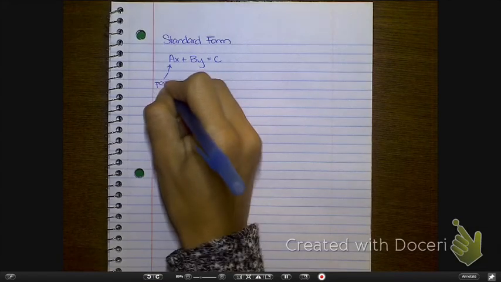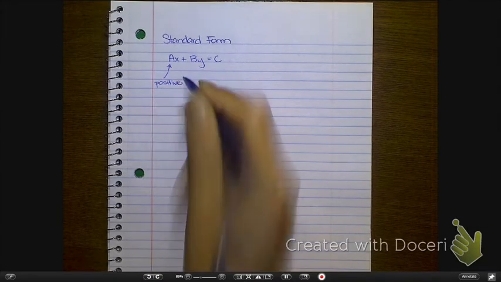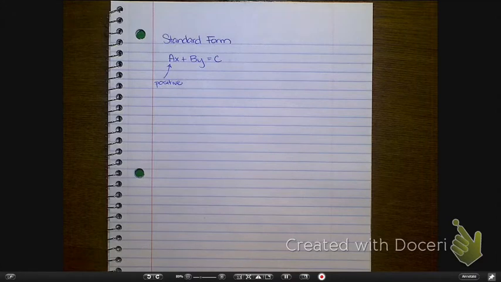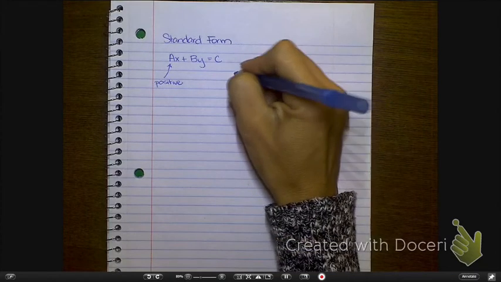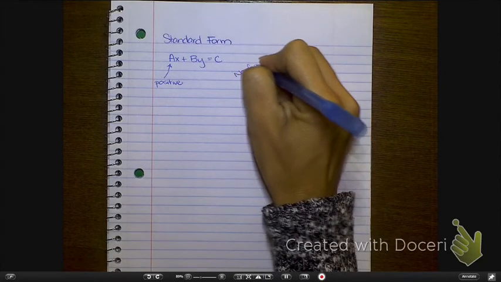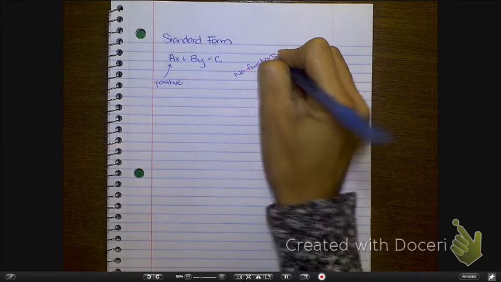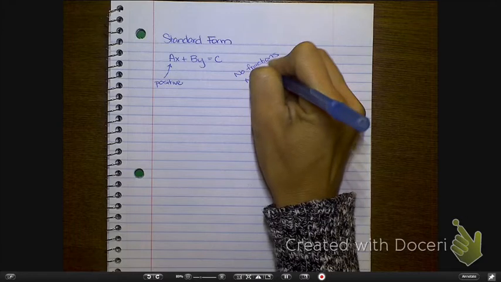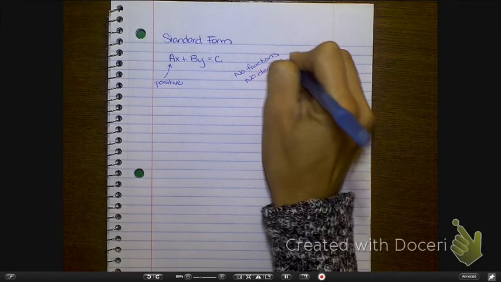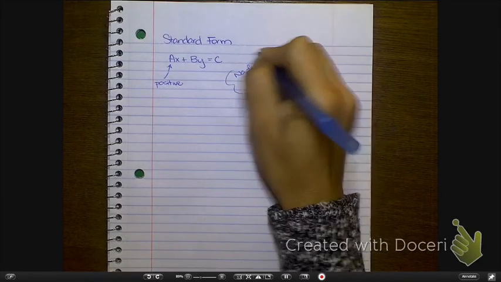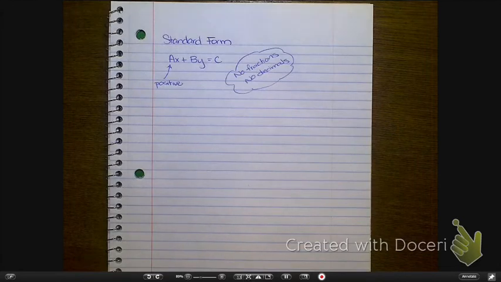Positive, right? Okay. What else do you guys remember about the numbers in standard form? Yeah, no fractions, right? Are decimals allowed? No, no decimals, right? Okay. So today we're going to work with some equations in standard form, doing some different things with these equations, okay?